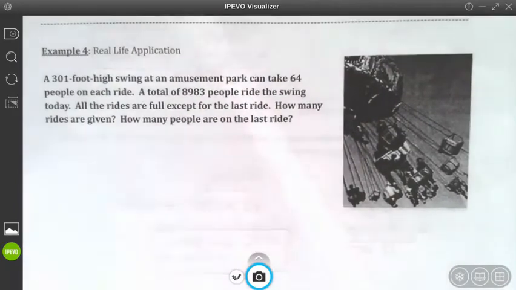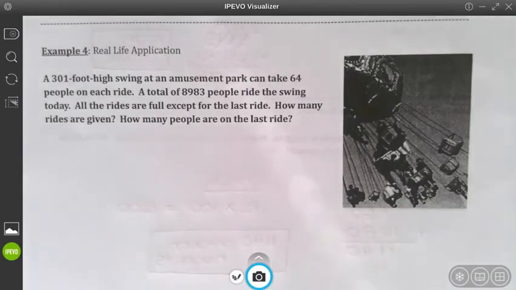Okay, final example, real life application. A 301-foot high swing at an amusement park can take 64 people on each ride. A total, that word each showed up, a total, and we have total again, of 8,983 people ride the swing today. All the rides are full except for the last ride. How many rides are given? How many people are on the last ride?